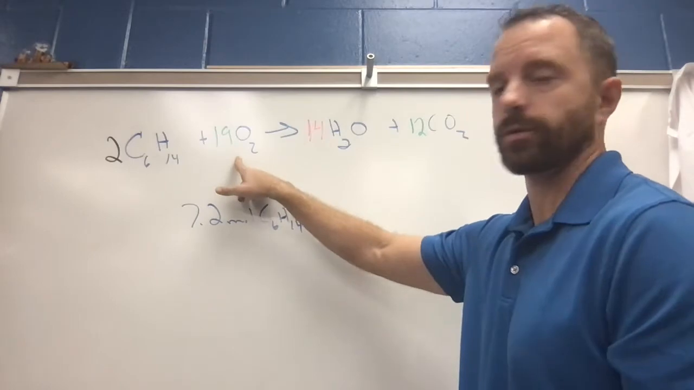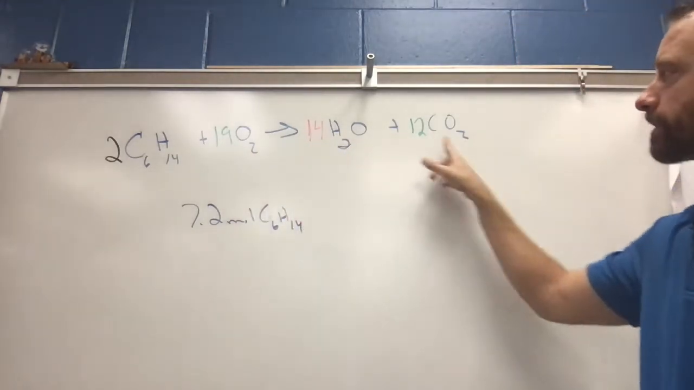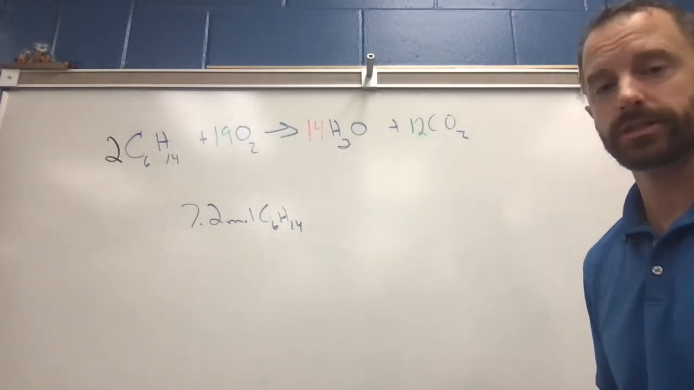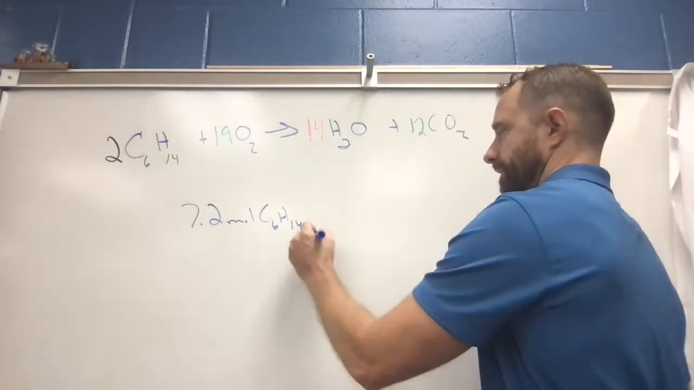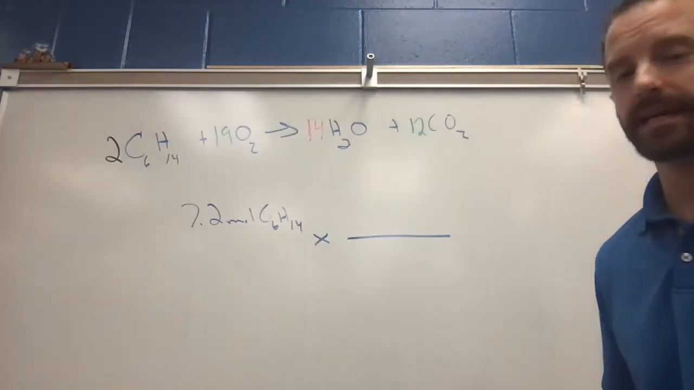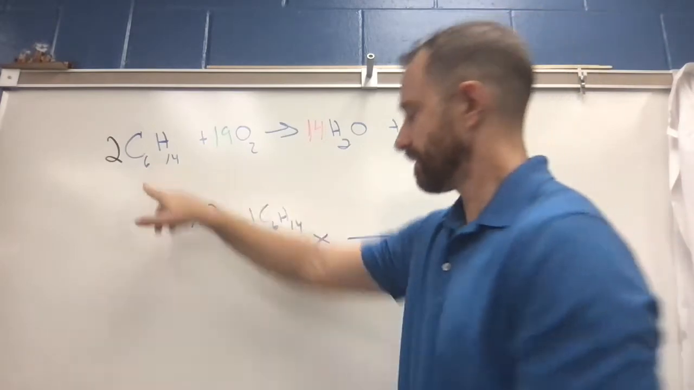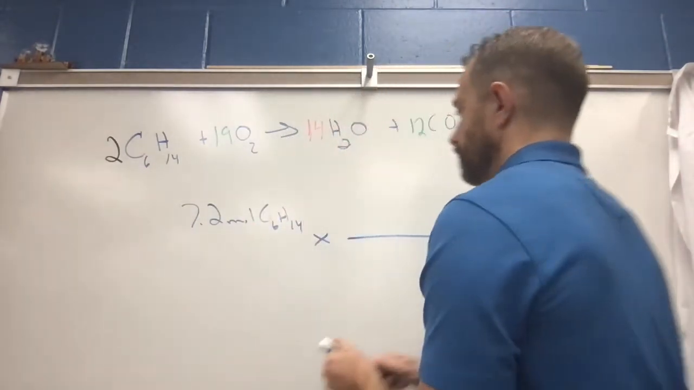So how much oxygen would I use? How much water would I make? How much carbon dioxide would I make? So it's just a unit conversion. There's nothing fancy about that. So I let the units guide me. I have moles of hexane. So I just go and I get 2 moles of hexane.